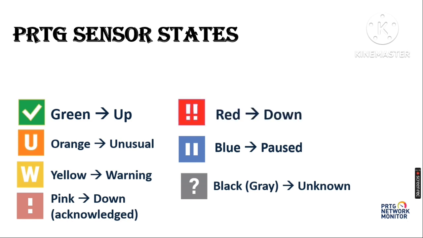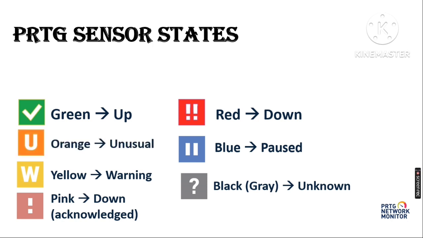The second one is red. It means down, danger. There is some problem with the device which is not communicating into the network or with the PRTG. It may be down or some malfunction has happened. So being an administrator, you have to concentrate more on red color states.